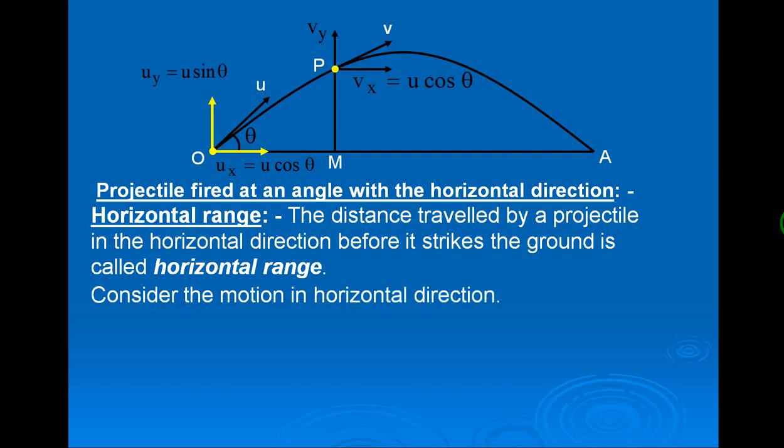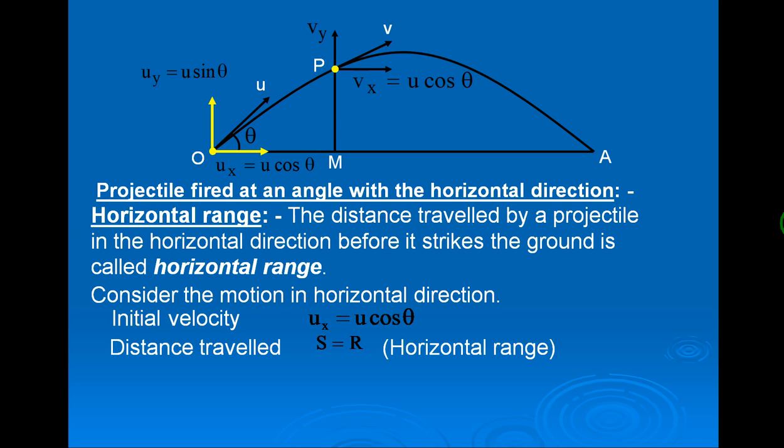Consider the motion in horizontal direction. Initial velocity ux is equal to u cos theta. Distance traveled s is equal to capital R, the horizontal range. Acceleration ax is equal to 0, again because there is no acceleration in the horizontal direction. Time taken is equal to capital T, time of flight.